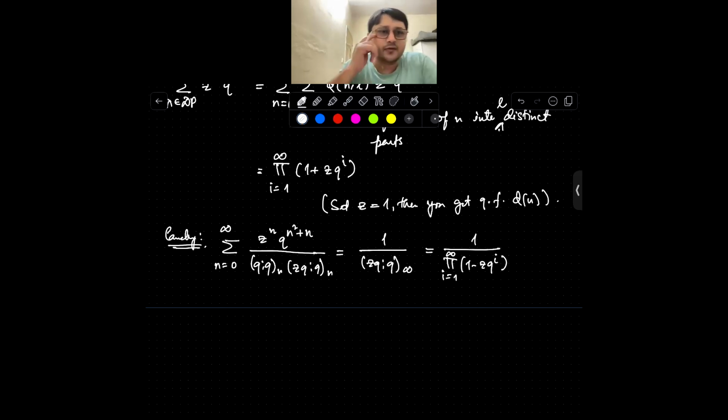Yes. So i is going from 1 to infinity. So this was the two variable generating function for integer partitions that you just saw. So that means the z that appears on the left hand side must be keeping track of the number of parts in the partition, right? So this n, which is the summand, has to be keeping track of the number of parts in the partition. But what about q^(n^2+n)?